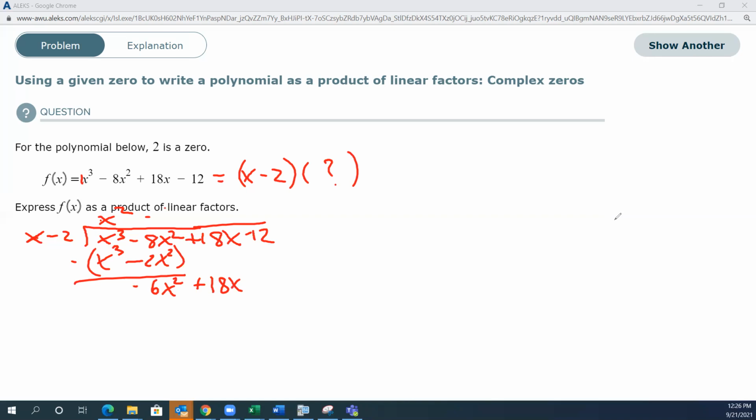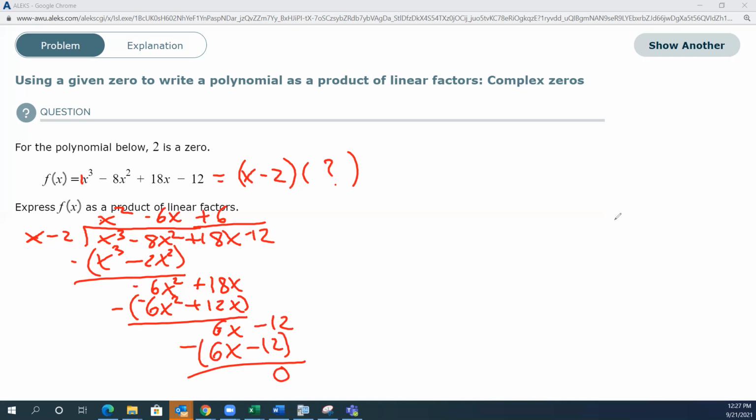All right, so let's multiply by -6x. And let's say plus 12x. We'll subtract and get 6x. Bring down the -12, multiply by 6, and I get 6x minus 12. Subtract. I do get 0. So everything's hunky dory. That means this can be written as x minus 2 times x squared minus 6x plus 6. Cool.